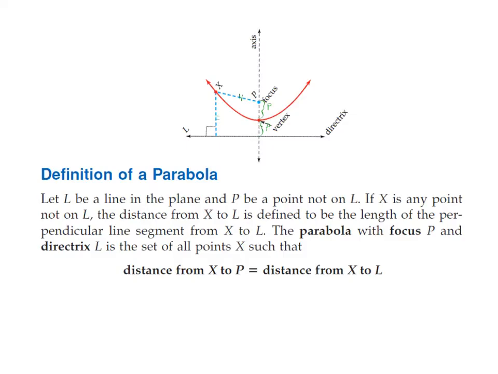So this is the definition of a parabola. The important thing to remember is that the parabola with a focus P and directrix L is a set of all points x such that the distance from x to P equals the distance from x to L. And what they're talking about is this distance and this distance. So basically, any point on the parabola is going to be the same distance to the directrix as it is from the focus.